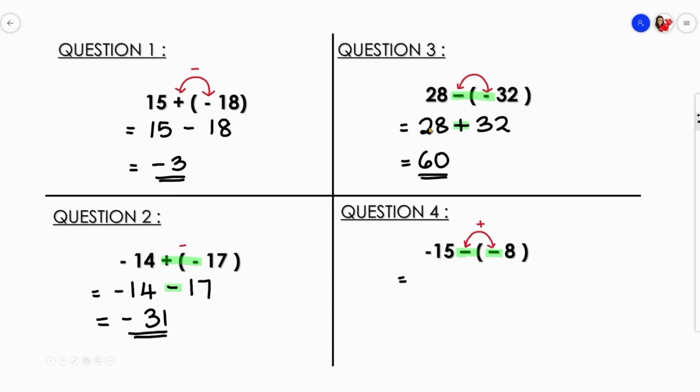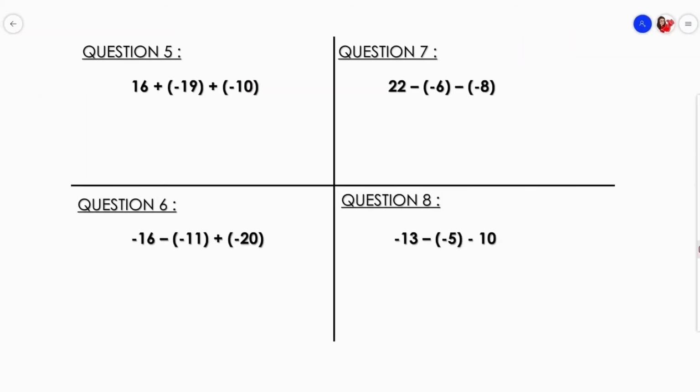Rewrite the question: negative 15 plus 8. So negative 15 means you are owing someone $15. Positive 8 means it's money that you have. Since you have $8 with you, you're going to use that money to pay the person you owe. However, you cannot complete your debt. You are still owing the person $7. So it's negative 7 as your final value. So we're going to look at question number 5 now.